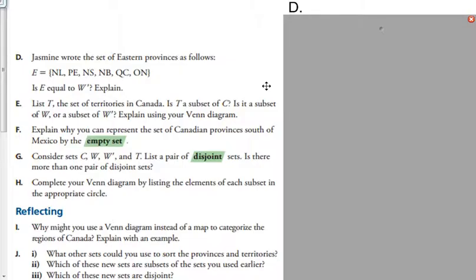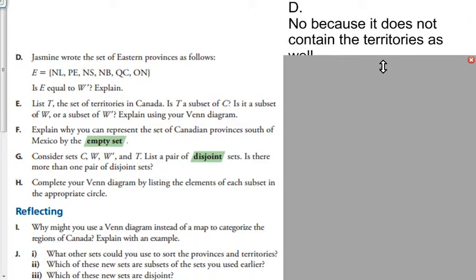Jasmine wrote the set of eastern provinces as follows: Newfoundland, PEI, Nova Scotia, New Brunswick, Quebec, and Ontario. Is E equal to W prime? No, because it does not contain the territories as well.